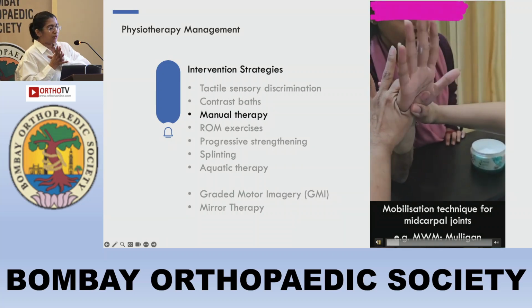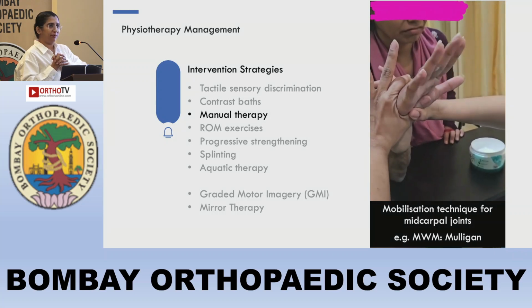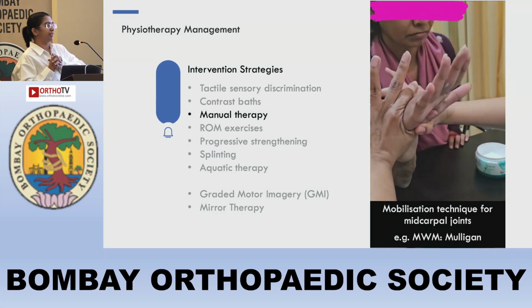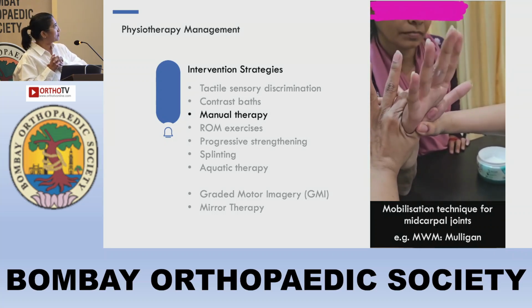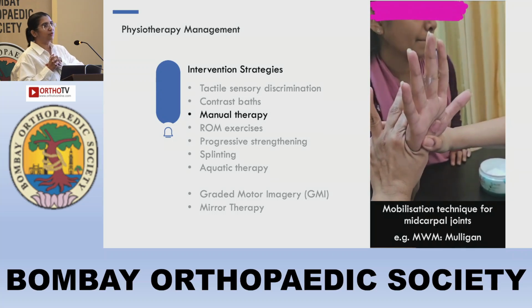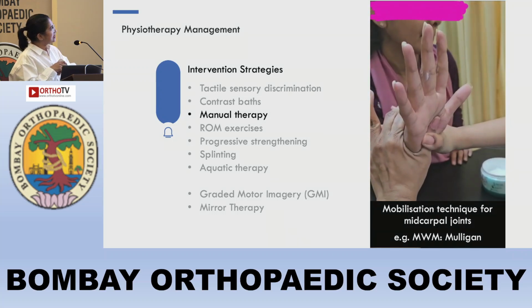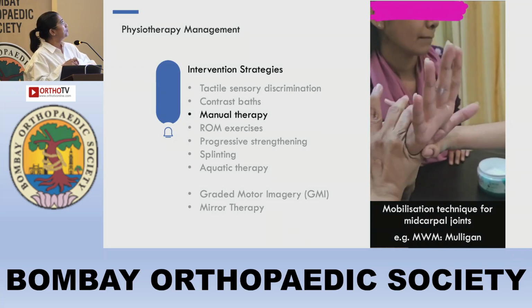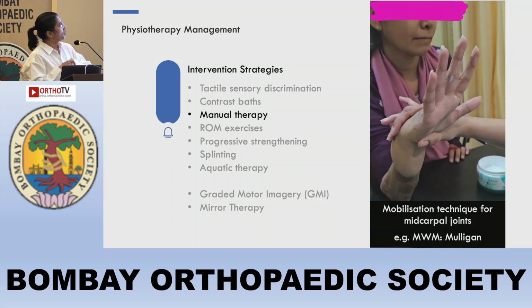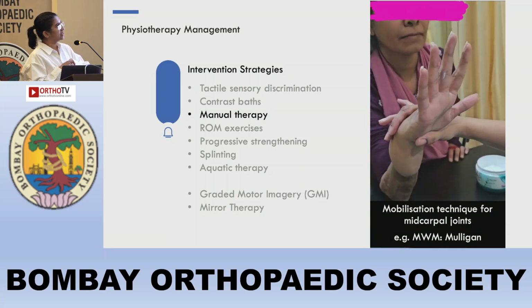So there are different techniques in manual therapy. I follow different schools of therapies. To name a few, Mulligan, Kaltenborn, Cyriax. Here I'm using something called movement with mobilization, where I'm actually taking care of the mid-carpal joints to improve the range.